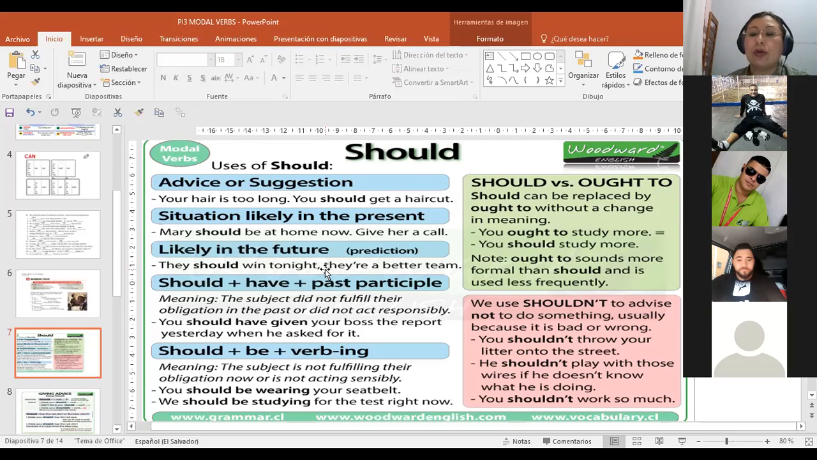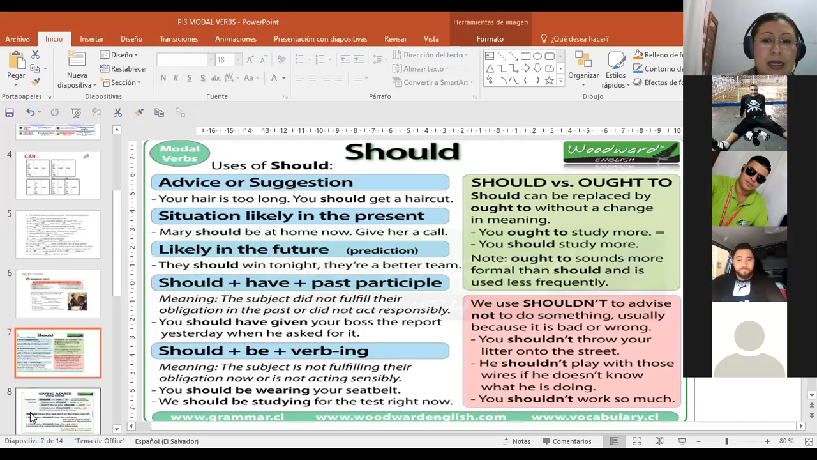Entonces utilizamos shouldn't para dar un consejo de algo que no deberíamos hacer, ¿verdad? No deberías tirar la basura en la calle. No deberías de estar jugando con esos wires, son como alambres, si no estoy mal, si no sabes cómo usarlos. Ajá. No deberías trabajar tanto o demasiado, so much, ¿verdad?